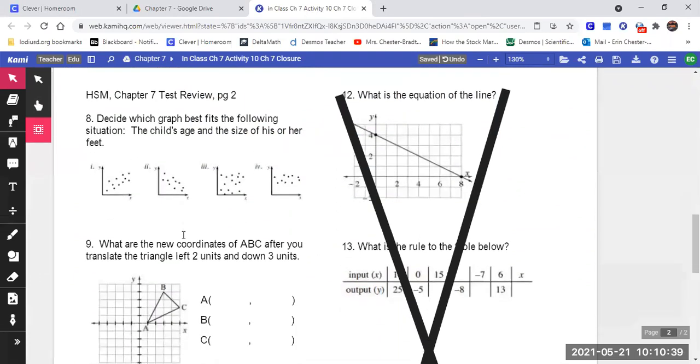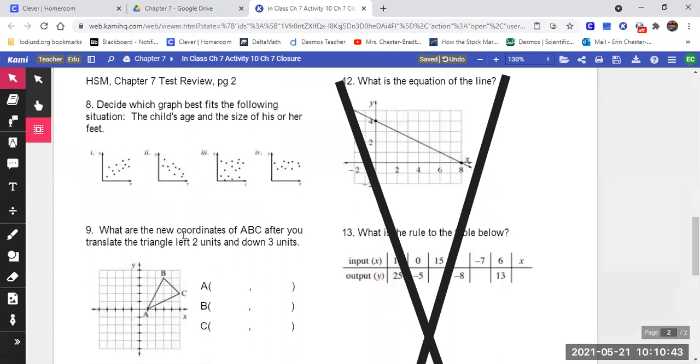Yay. Okay. Decide which graph best fits the following description. So we're deciding which one and why. A child's age and the size of their feet. Is that going to be a positive relationship, a negative relationship, no relationship or a constant relationship? Because this first one's positive. That means as age goes up, size of feet goes up. This one's negative. As age goes up, feet go down. No relationship. The size of the feet has nothing to do with how old you are. Or constant relationship. Everyone, no matter how old they are, has the same size foot. Which one of those makes the most sense?